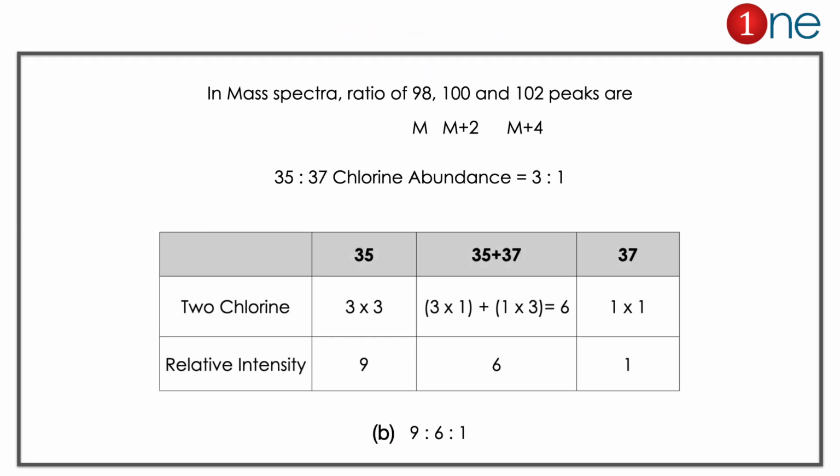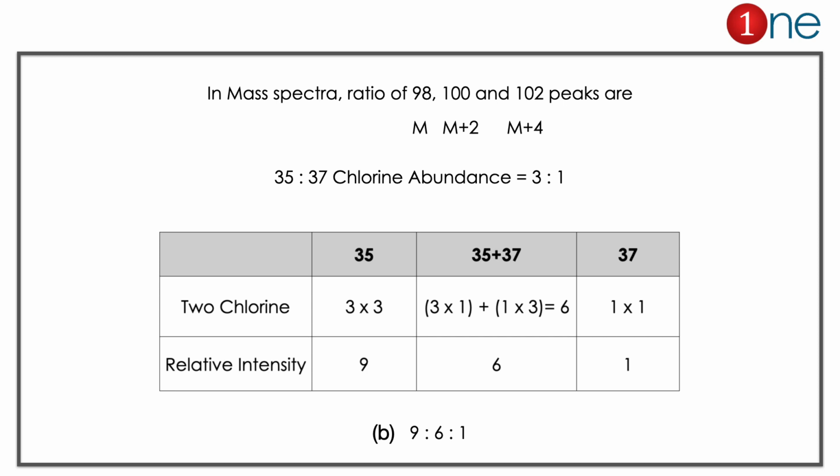Here they are basically asking the M, M plus 2 and M plus 4 peak intensities. That's what 98, 100 and 102 are. We have to start from the abundance of chlorine. The 35 and 37 chlorine abundance is 3:1. So we have to find the combination of them. We start with 35; we have 2 chlorines, so the intensity will be 3 times 3, 9. Then for 37, it will be 1 and 1, so it will be 1.